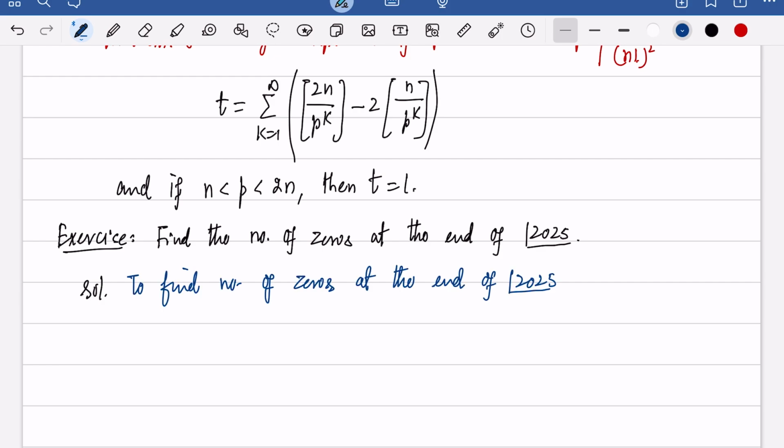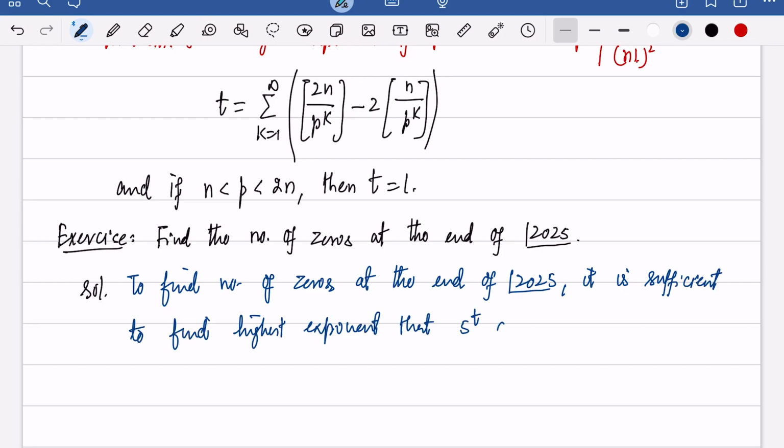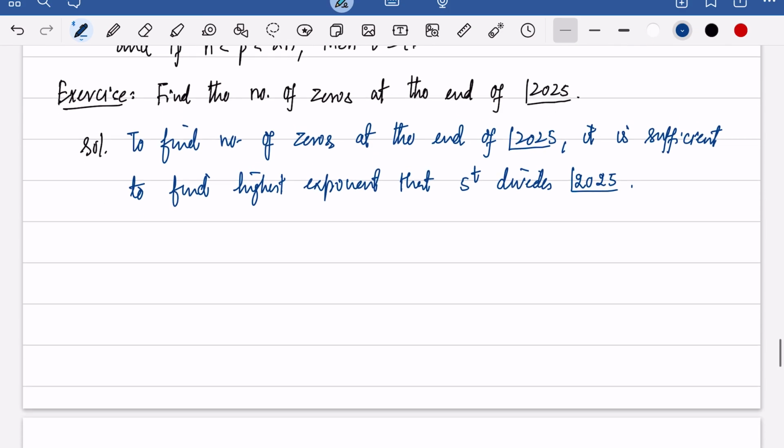To find the number of zeros at the end of 2025 factorial, it is sufficient to find the highest exponent t such that 5 power t divides 2025 factorial. Now how do we do that? We do it like this. It is the summation, k running from 1 to infinity, of floor of 2025 divided by 5 power k.